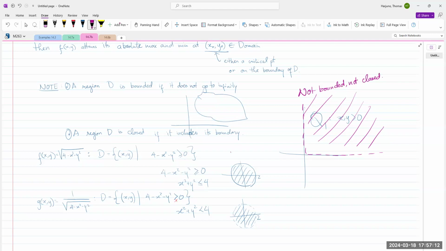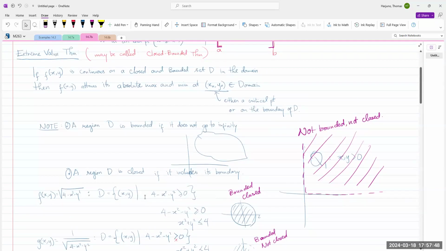Okay, now this is bounded and closed. This is bounded but not closed. Now, if you want not bounded but closed, well, just include the x-axis and y-axis. Then suddenly it is not bounded but closed. Anyway, that's the little explanation about what is bounded and what is closed.